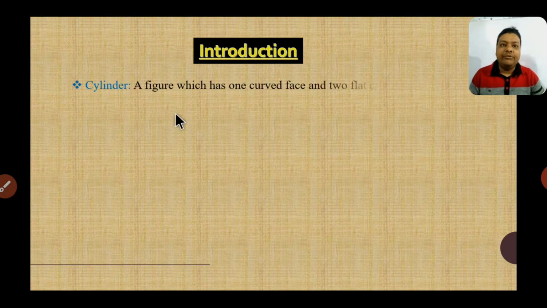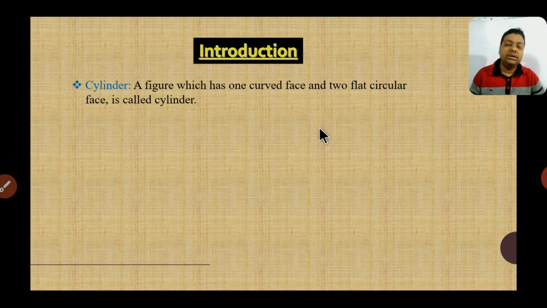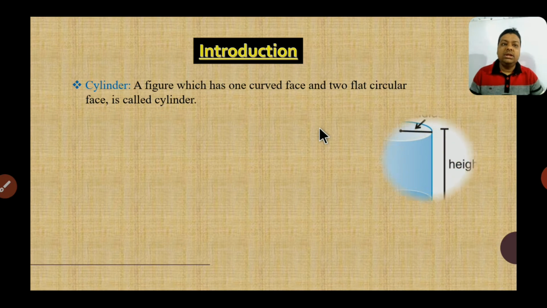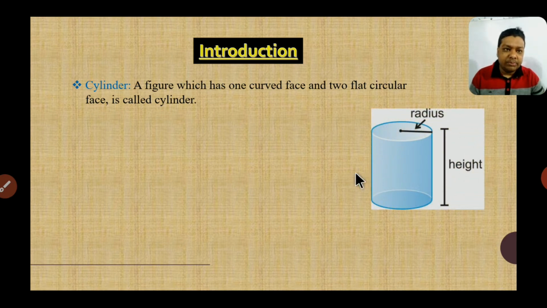Cylinder: a figure which has one curved face and two flat circular faces is called a cylinder. You can see in this figure that this part is the curved surface area. You have already seen maybe the water tank of your house, the marker. There is one curved surface area in the middle, the top one is a flat surface, and the bottom one is also a flat surface. So two flat surfaces and one curved surface together is called a cylinder.